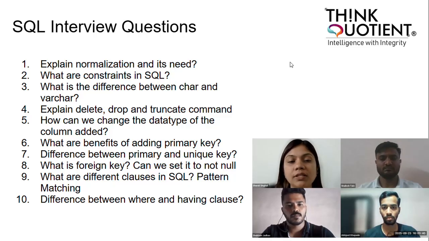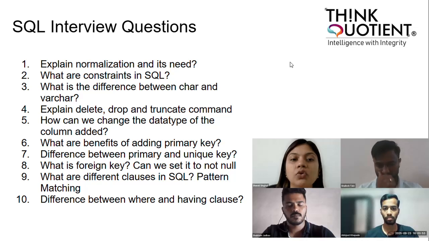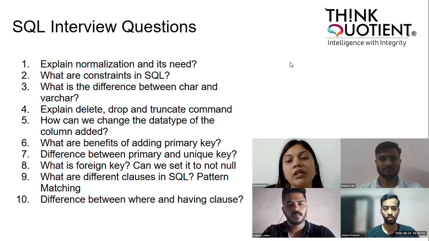So why is normalization needed? The very first thing is to remove any kind of anomalies like insert anomaly, delete anomaly, and update anomaly. Also to ensure the data consistency and to make the queries a little efficient. So this makes the data maintenance easy and helps us to scale the data in the future. As said by Shubham, there are various forms of normalization, which is 1NF, 2NF, 3NF, and then we also have BCNF and so on.